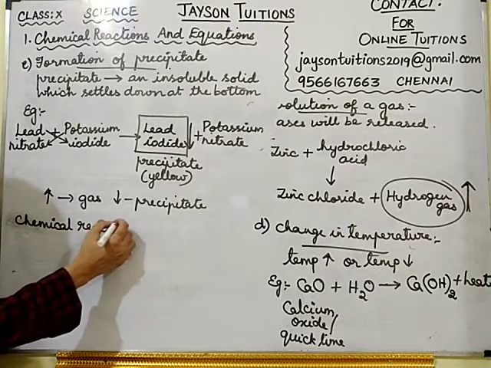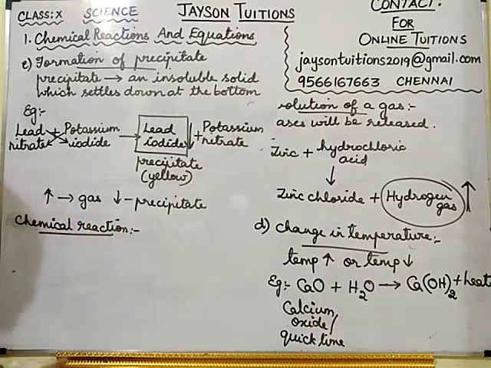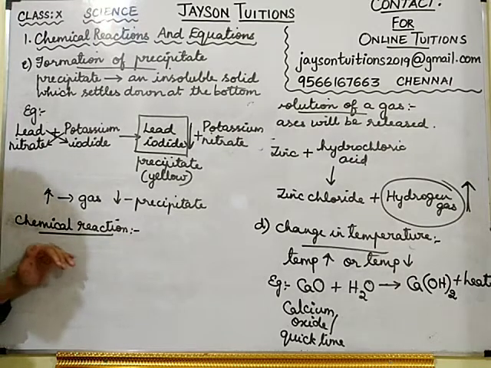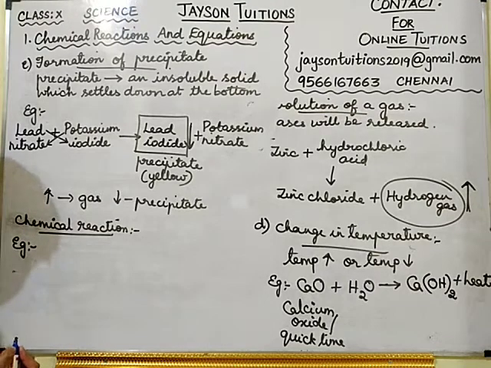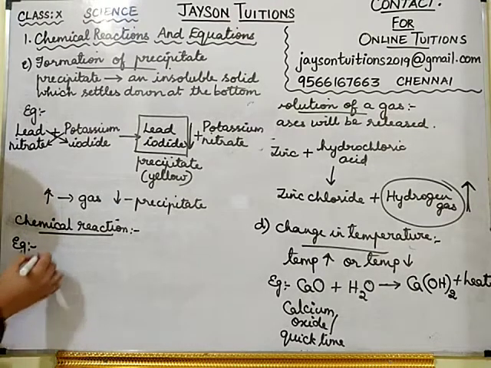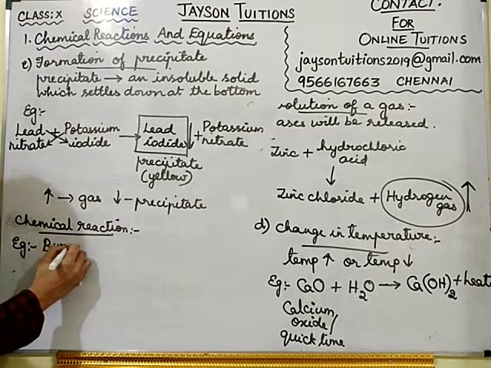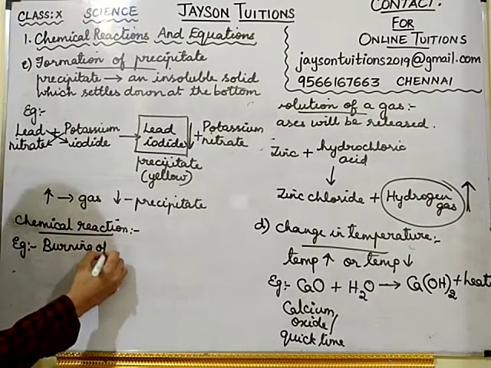I told you what is a chemical reaction. What is a chemical reaction? A process in which new substances with new properties are formed. That is called a chemical reaction. So I am going to take one example. This example is given in your book back question: burning of magnesium ribbon in air.